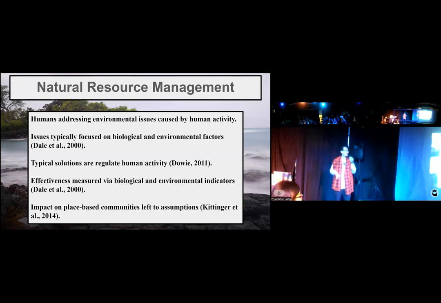Set the stage a little bit for natural resource management. We're largely talking about humans addressing issues that are caused by human activities. These issues are typically focused on biological and environmental factors, and the typical solution is most often to regulate some sort of human activity. The effectiveness of those regulations is then measured in biological and environmental factors, while the impact on place-based communities is largely left up to assumptions.